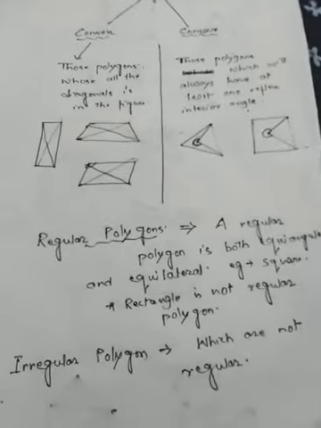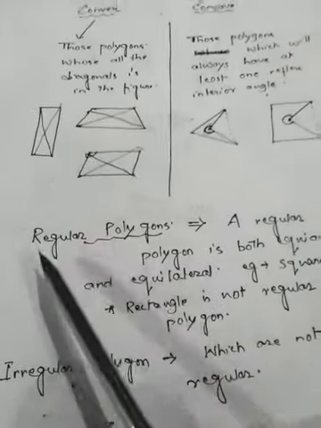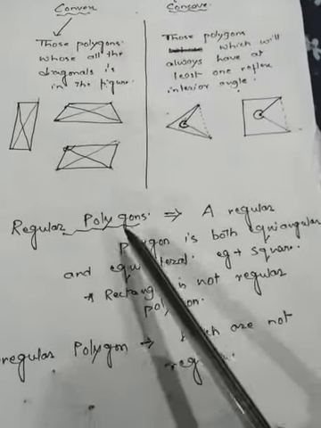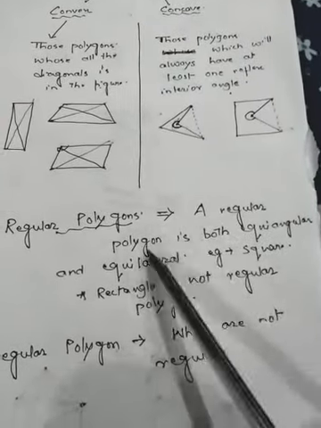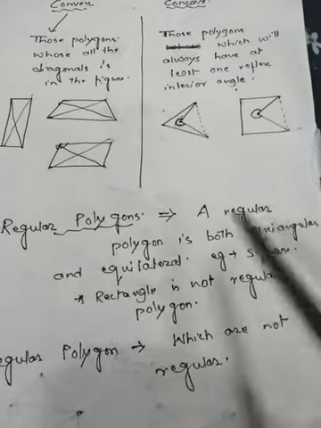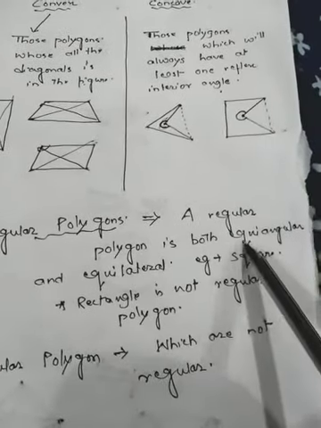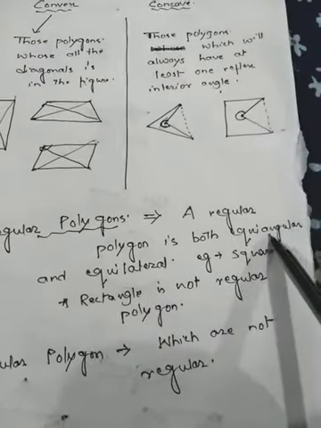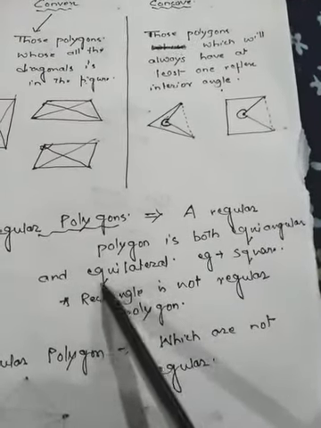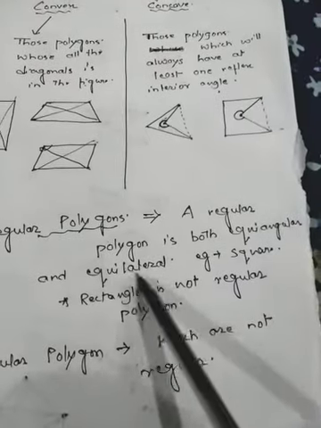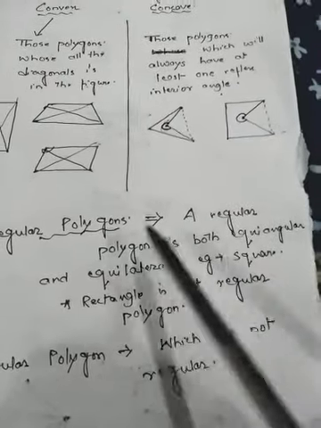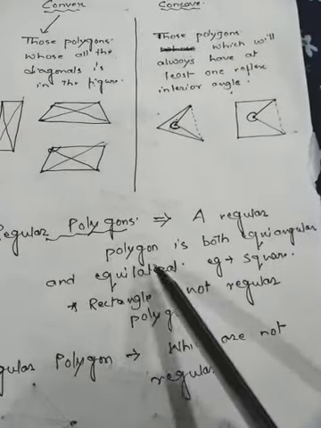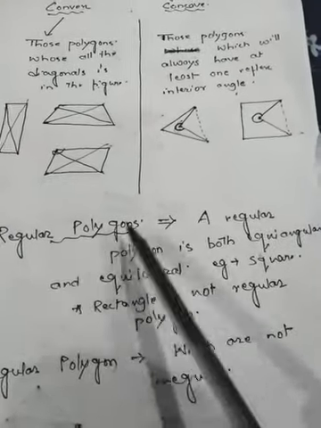Now there are some other polygons that you have to understand. That is the regular polygon. You will find this word very important, regular polygon. Now what is a regular polygon? A regular polygon is both equiangular and equilateral. Equi means equal and angular means angle, so all the angles would be equal. And equilateral: equi means equal and lateral means sides. So the polygon which has all angles equal as well as all sides equal is called a regular polygon.